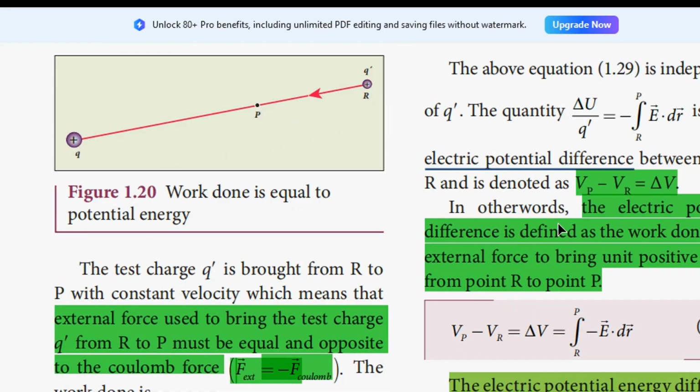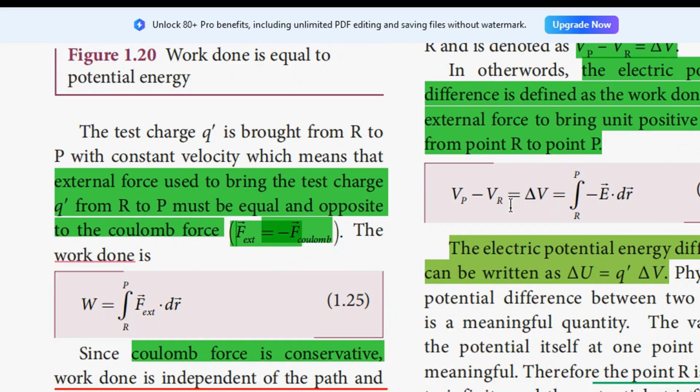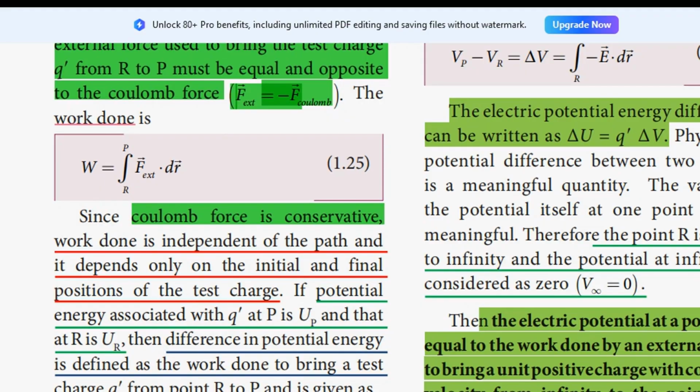Otherwise, we can also say that the electric potential difference is defined as the work done by an external force to bring unit positive charge from point R to point P. So we have this equation 1.30, which is given by the difference between the potential at the point P and R, that is Vp minus Vr equal to delta V equal to integral R to P minus E dot dr. The electric potential energy difference can be written as delta U equal to Q dash delta V.